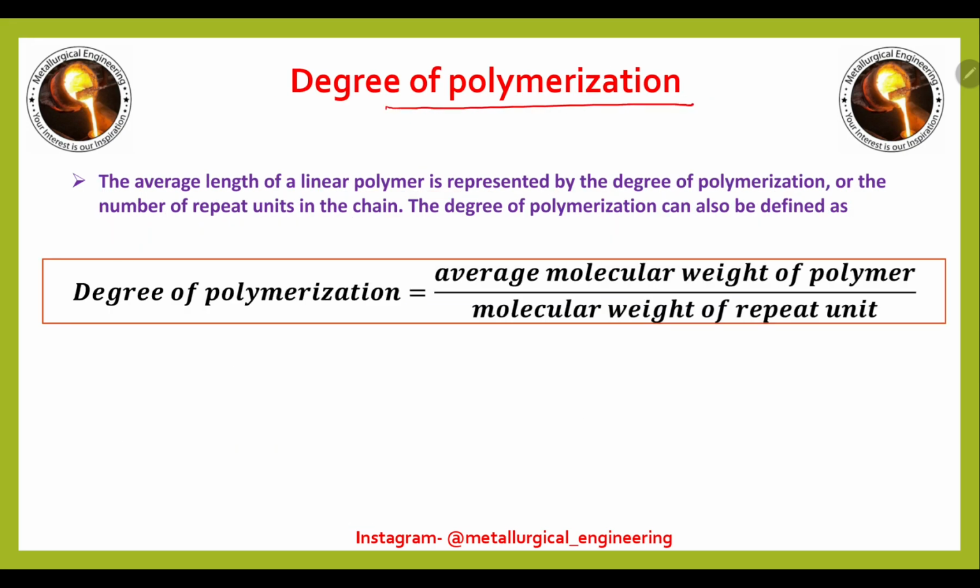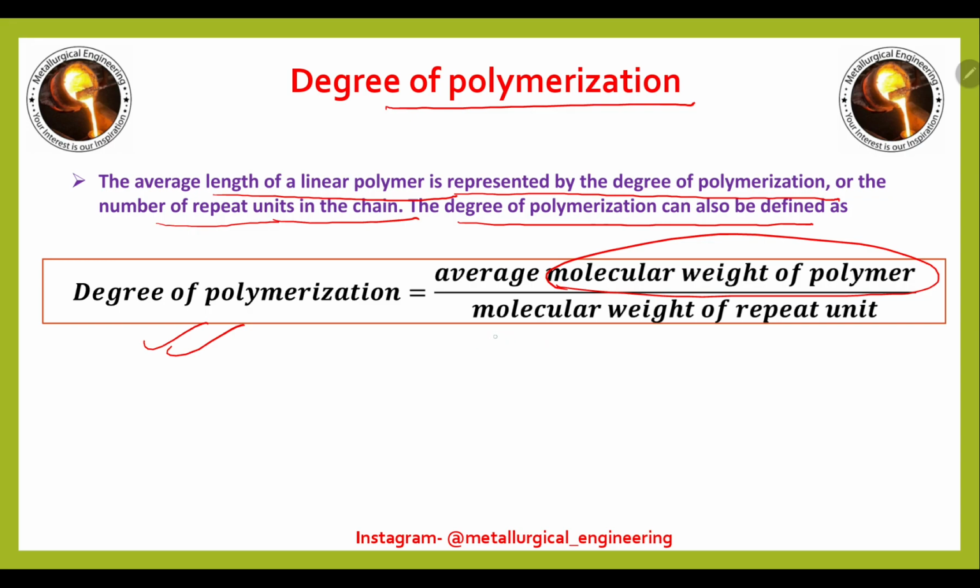The degree of polymerization is defined as the average length of a linear polymer, represented by the number of repeat units in the chain. The degree of polymerization can also be defined as the average molecular weight of the polymer divided by the molecular weight of the repeating unit. So if we divide the average molecular weight of the polymer by the molecular weight of the repeating unit, that will give the degree of polymerization.